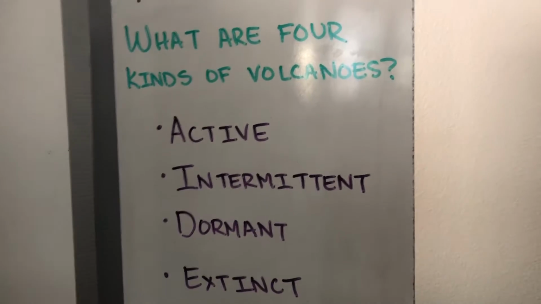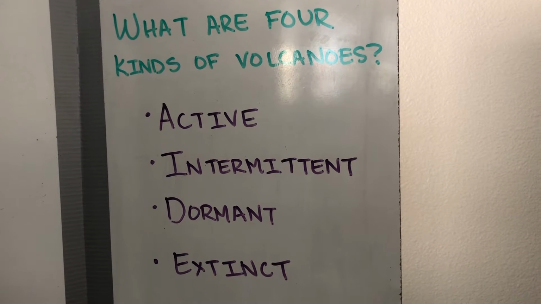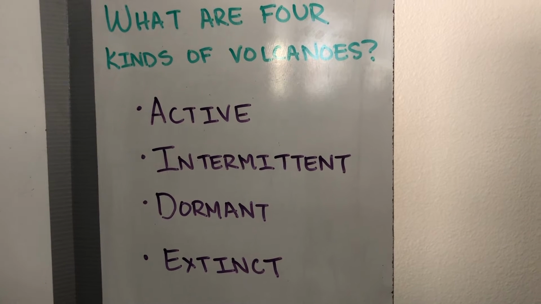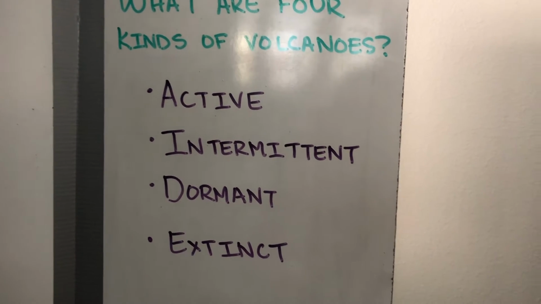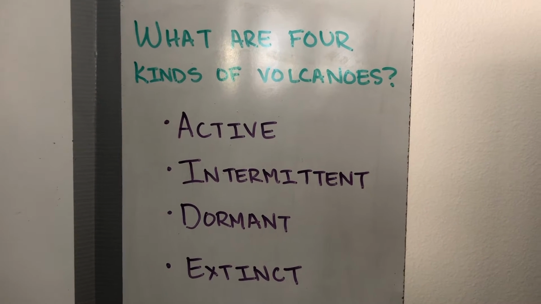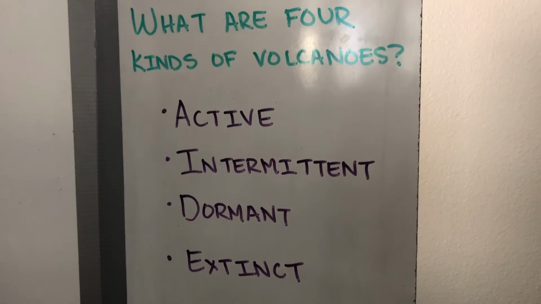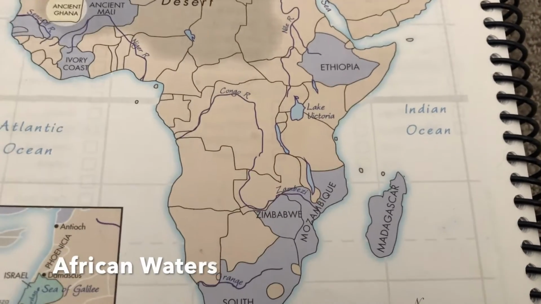Good luck. What are four kinds of volcanoes? Active, intermittent, dormant, and extinct. Active, intermittent, dormant, and extinct for volcanoes.